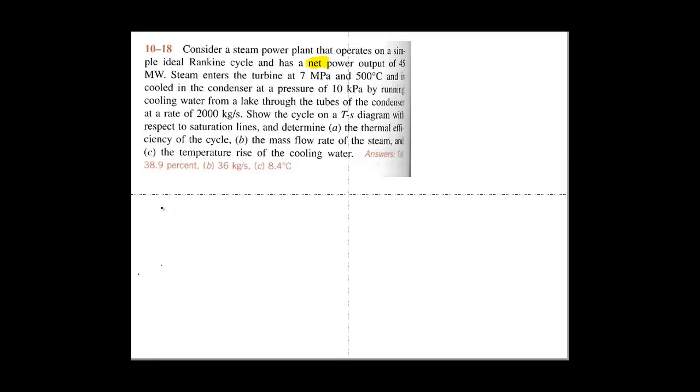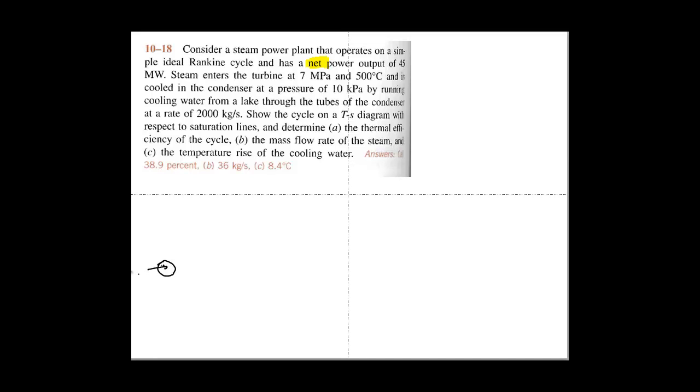Okay guys, this is our second problem on ideal Rankine cycle. We are studying a steam power plant that operates on a simple ideal Rankine cycle. So this is what we have studied. We are being told that the net power is 45 megawatts and operates between 7 megapascal and 10 kilopascal. The entrance temperature is 500 degrees, and we are cooling the condenser with 2000 kilograms per second of water.